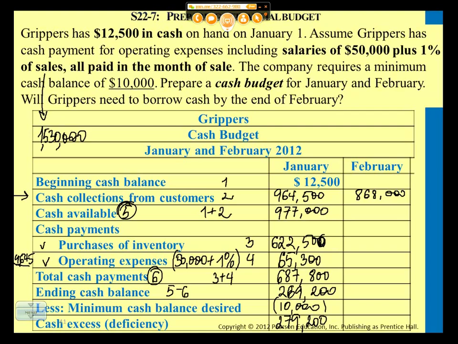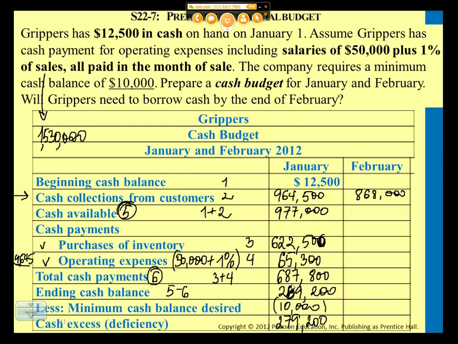All right, so the question is, will Grippers need to borrow cash by the end of February? So we're still missing some information, right? So what am I going to do with this beginning cash balance for February? Why are you not subtracting 10,000 from the 269,000? It's 289. I'm sorry. It's an 8.